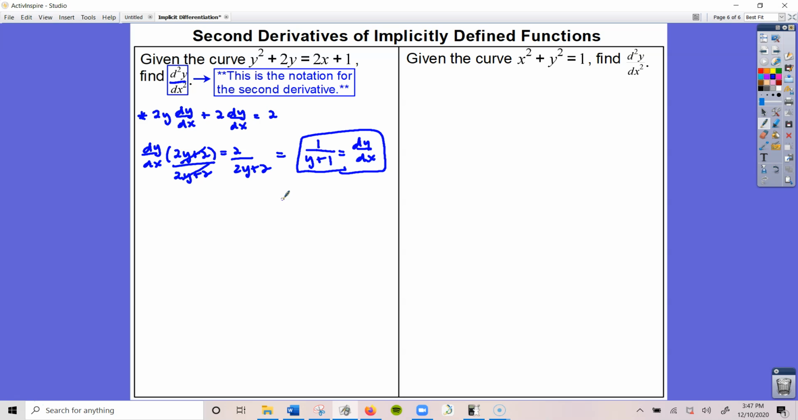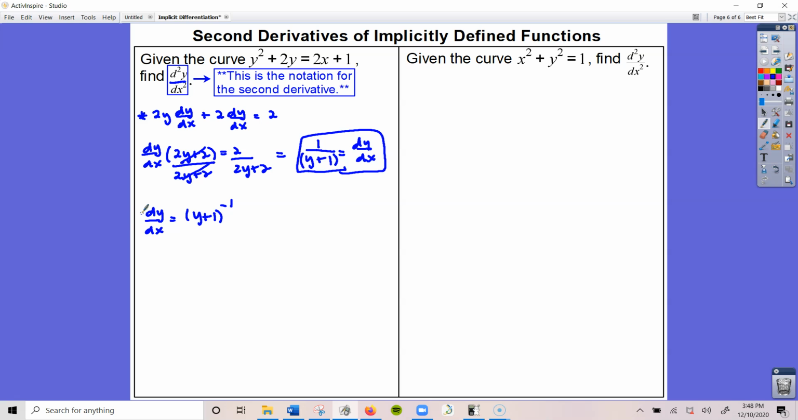To find the second derivative would be the derivative of dy dx. So now you can either apply the quotient rule if you like, because this is technically a quotient. Or what we can do here is rewrite dy dx as y plus 1 raised to the negative 1. What I did here is make this into its own factor and move it up to the numerator. Since the numerator is just a constant, which is 1, it's just getting multiplied to that number.